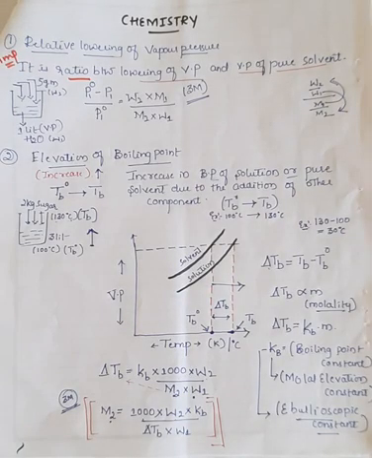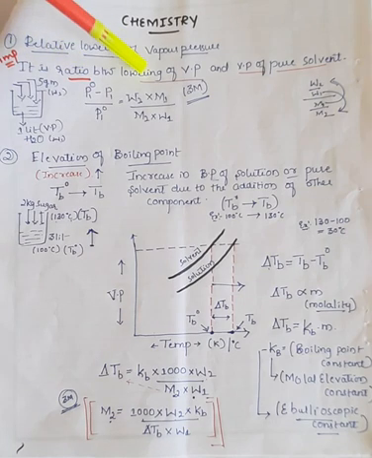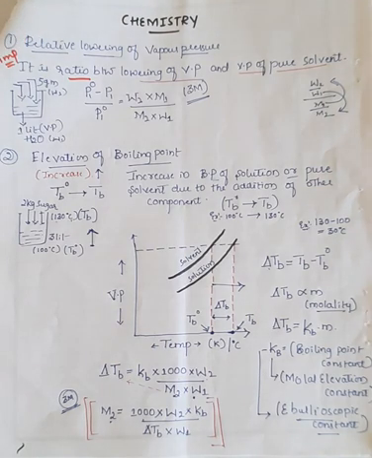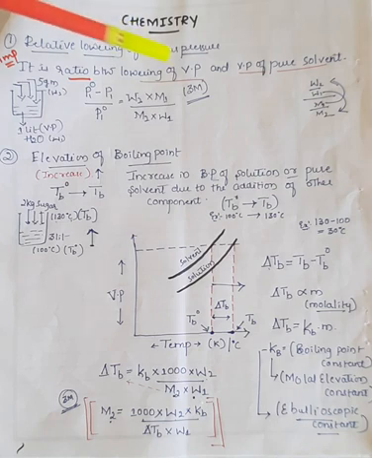Okay, here you can observe the first colligative property, that is the relative lowering of vapor pressure. It can be stated very simply. It is a ratio between the lowering of vapor pressure and the vapor pressure of the pure solvent. See here, it is a ratio. Ratio means it is the divided value. So the ratio between the lowering, meaning reducing or decreasing value, of vapor pressure.